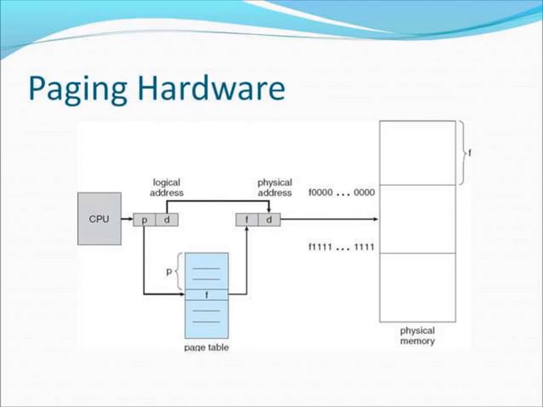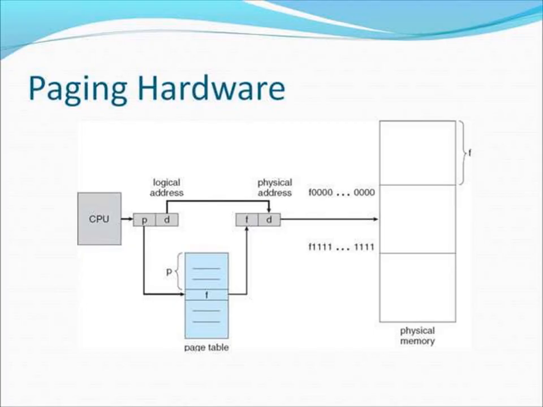So here in this diagram, you'll be able to see that there is a page table. This page table is the one that maintains the mapping between the page number and the frame number. Usually the process is divided into pages, and then the pages are loaded into the available frames in the RAM. So this page table is maintained to map the page number with the frame number.